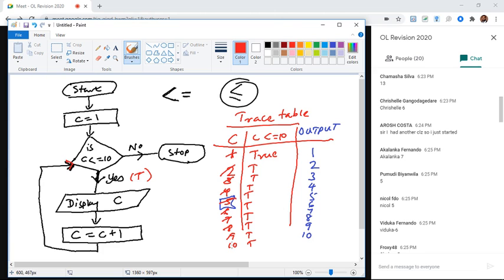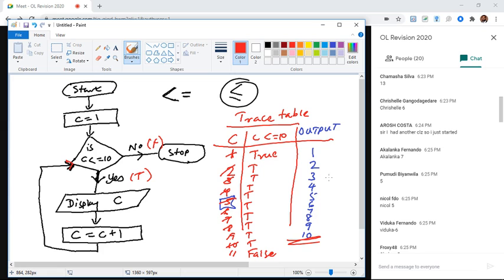Again you go increasing, this will be 11. Going up, C less than or equal 10? False. If it is false, what will happen? You have to go out. If it is false, you are coming out, then stop. So it will stop from here. So our requirement satisfied. 1 to 10 it will display. Yes, correct. So I think you can understand the basics.